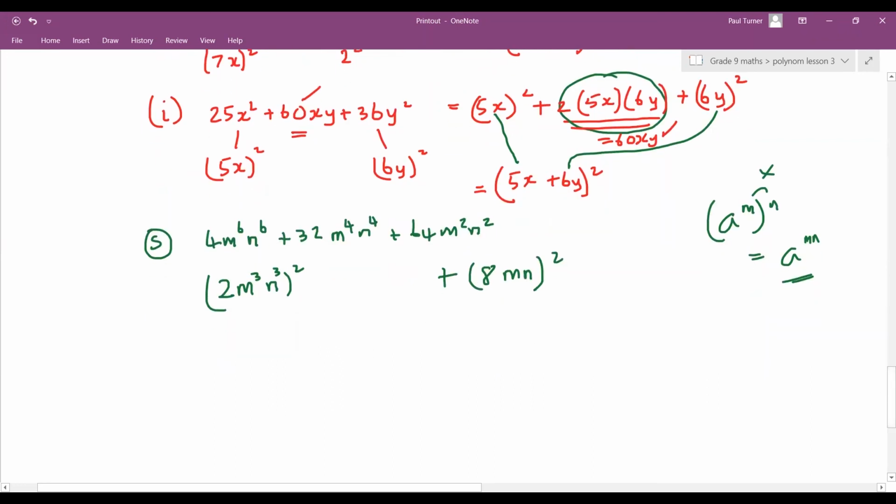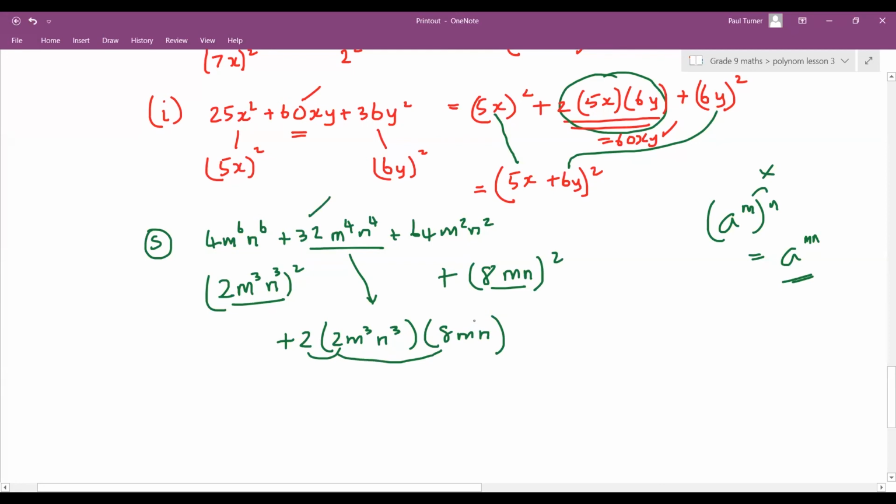Okay, so for the middle term, I need a bit of space, so I'll write it here. So plus, write down your 2, then write down the first term, m cubed n cubed, then write down the last term, 8mn. So I'm checking that these are the same. 2 2s are 4, 4 8s are 32, yes.